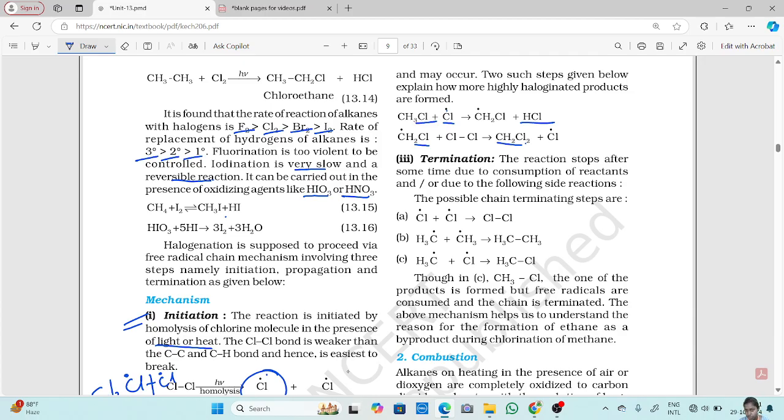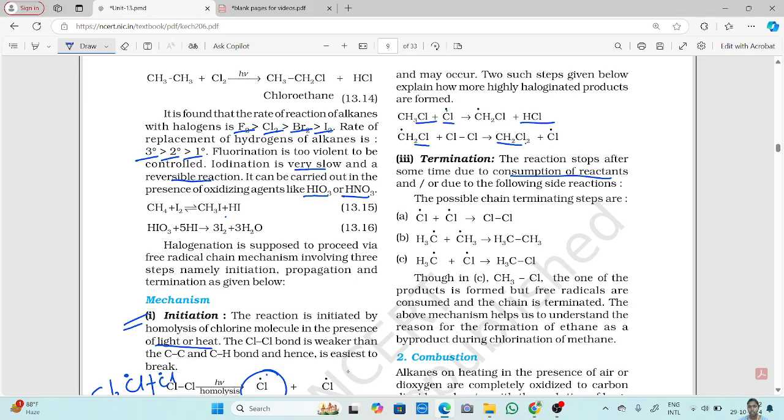Last is the termination step. Now the reaction stops after some time due to consumption of reactant and or due to the following side reactions. Now how will you stop the reaction? The first case is that the reaction will stop after the consumption of reactant. After all the reactants are completely utilized, the reaction will stop, or it can stop with the following reactions.